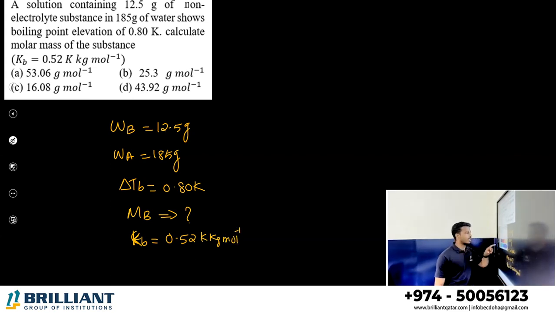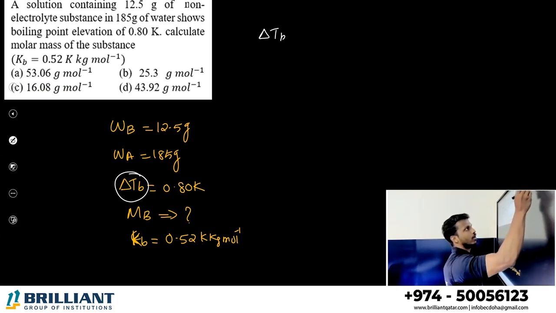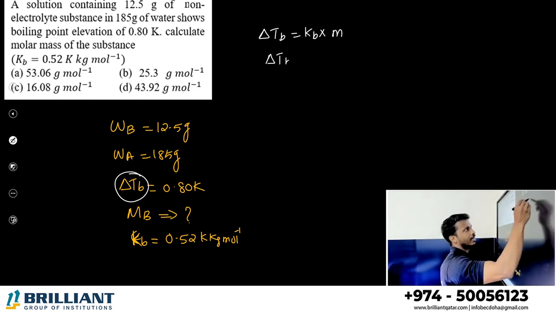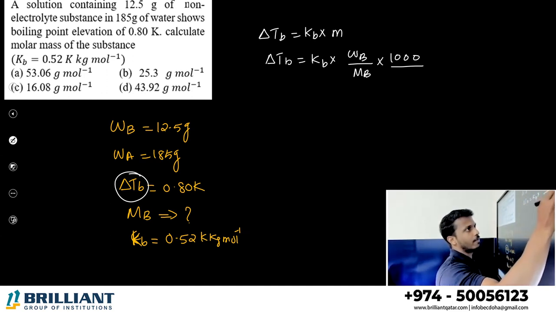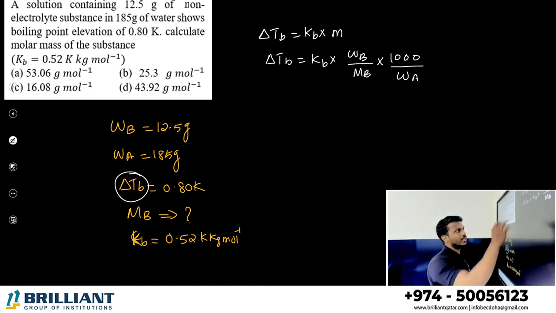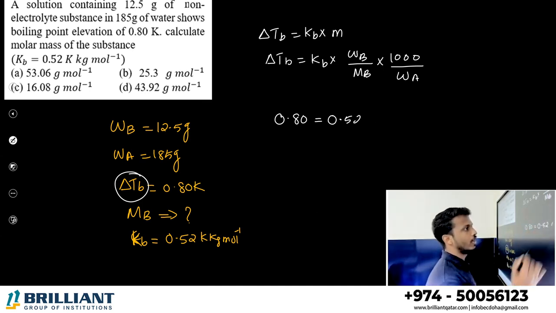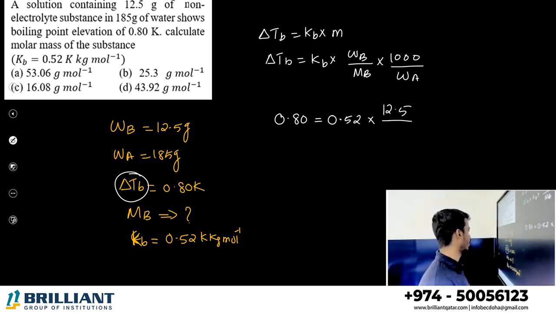Okay, let's go. What is the equation to calculate delta TB? Delta TB is equal to KB into molality. What is molality? Delta TB is equal to KB into WB by MB into 1000 divided by WA. What is delta TB given? 0.80 Kelvin. What is KB value given? 0.52. WB is 12.5. And MB we don't know, we have to calculate.